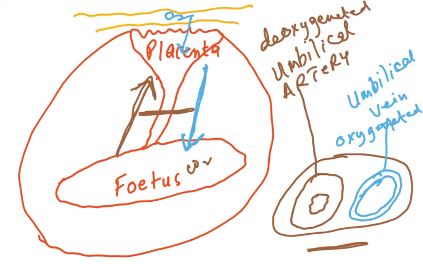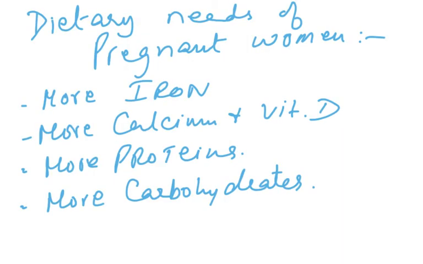And this is the syllabus that you have to understand. Describe the functions of the placenta, umbilical cord in relation to exchange of dissolved nutrients, gases, and excretory products. So please understand this about the umbilical artery and the umbilical vein. Then the next topic is the special dietary needs of pregnant women.